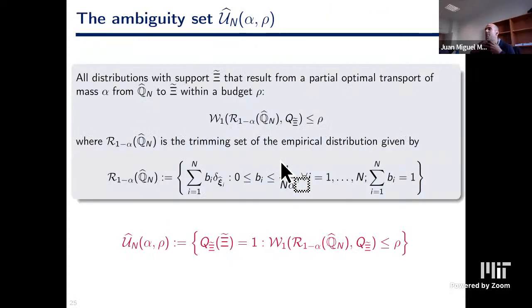So this is how our ambiguity set looks mathematically. I'm not going to go through this definition. The only thing that I'm going to say here is that the essential idea is that the center of the Wasserstein ball in our ambiguity set is no longer a single distribution, but a whole collection of distributions given by what we call a trimming set of the joint empirical distribution. Actually, I have an extra slide at the end with an example of what a trimming set is, but I don't think I will have time to go through it right now. So if any of you would like to learn more about this at the end of the presentation, just let me know.